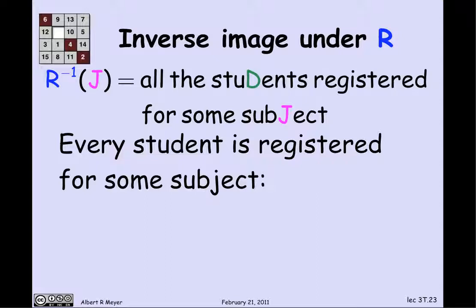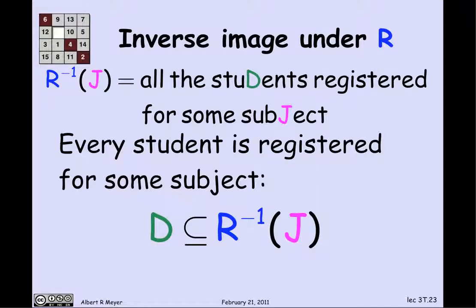So for example, if I want to say that every student is registered for some subject, which of course they are, what I would say is that D, the set of all students, is a subset of R inverse of J. So this concise set theoretic containment statement, D is a subset of R inverse of J, is a slick way of writing the precise statement that says that all the students are registered for some subject.